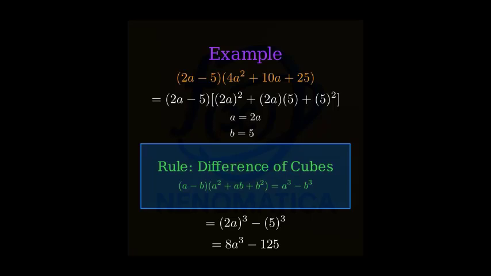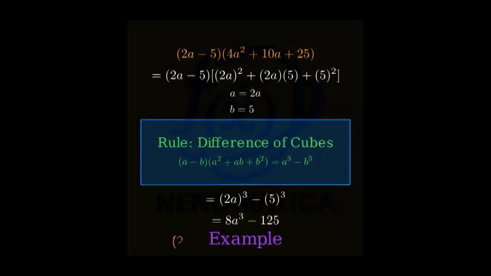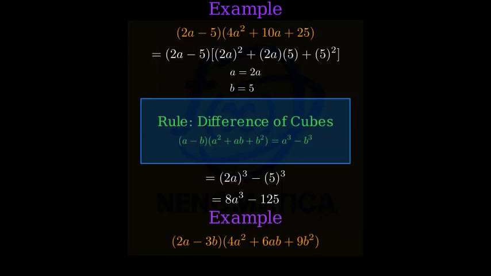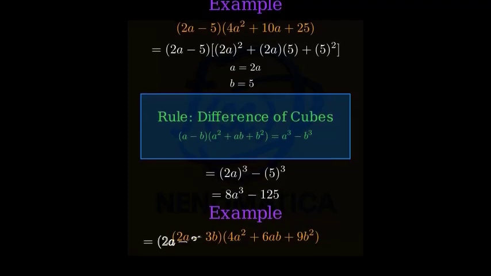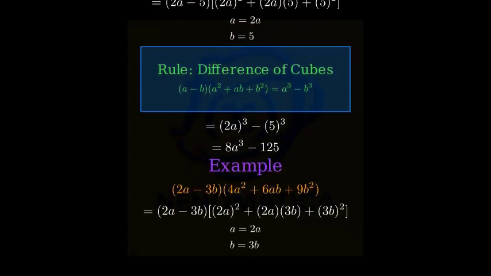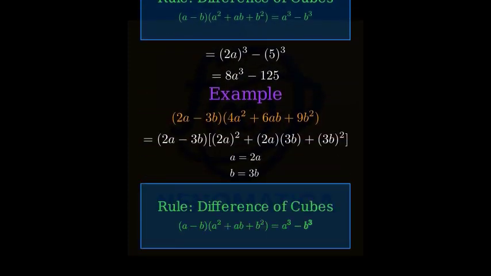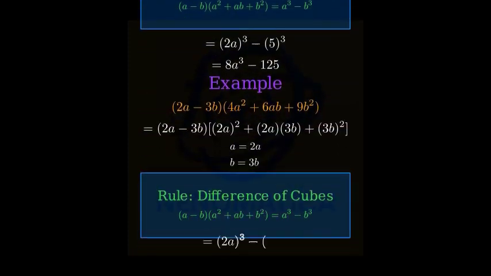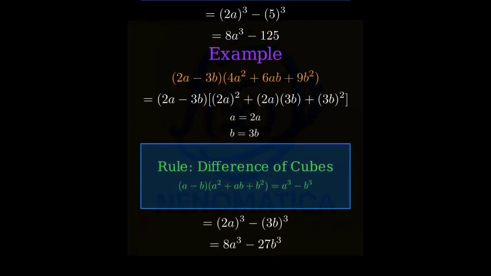Let's move on to our second example. We have the expression (2a - 3b)(4a² + 6ab + 9b²). Again, let's identify our terms. If we compare this to our formula, we can see that a is 2a and b is 3b. Let's apply the difference of cubes formula again. Applying this formula, we get the expression (2a)³ - (3b)³, which simplifies to 8a³ - 27b³. Let's summarize what we've learned.